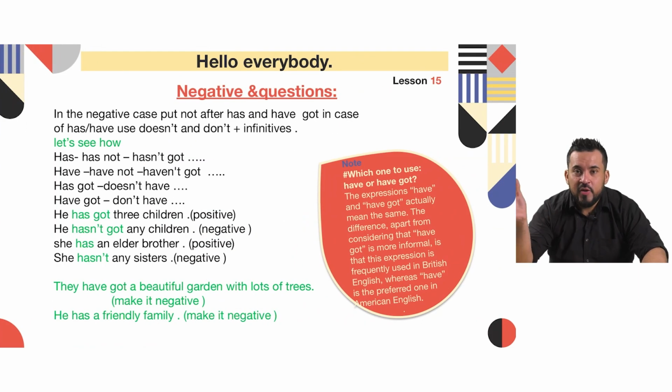The negative form is we just add not. So have will become have not or haven't. Has will become has not or hasn't.